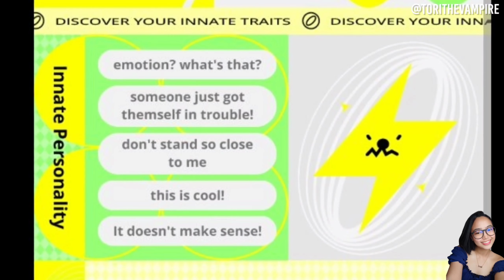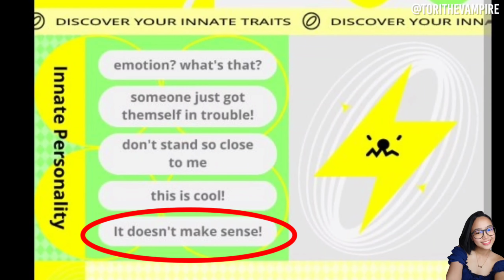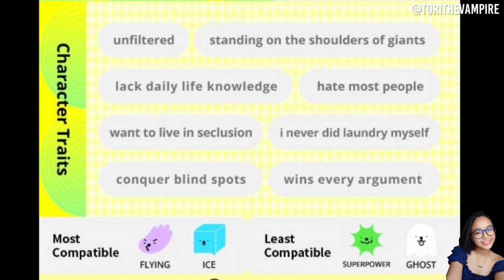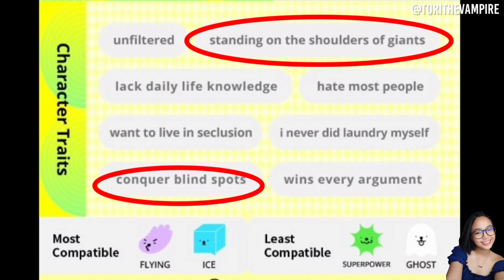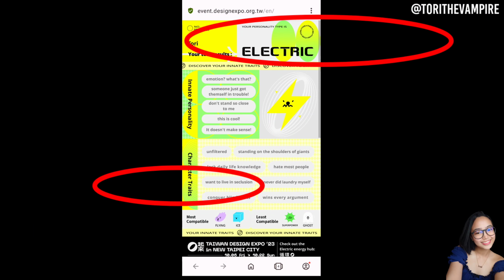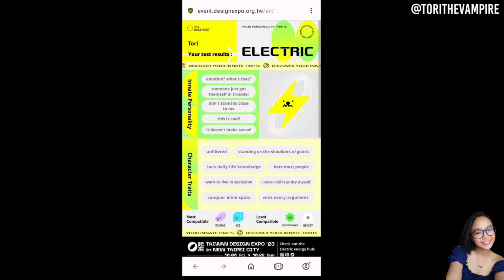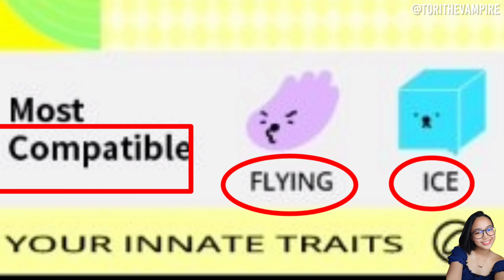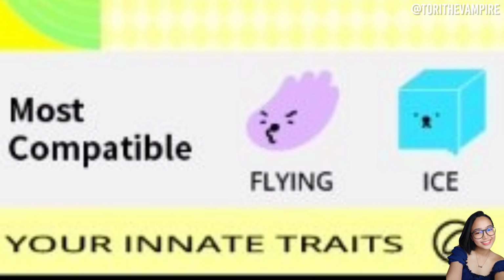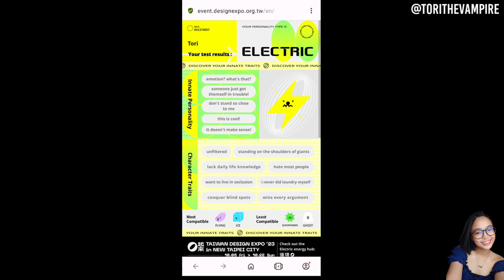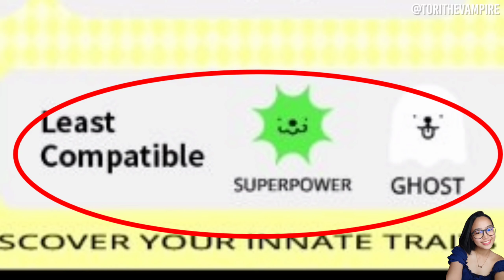My personality is kind of funny because it just shows how confused I am with all the questions. And for my character traits, I don't know what this is. It also shows who you're most compatible with. Like I'm compatible with ice and flying character traits, so if you see on others' Instagram stories that they're ice or they're flying, then you're probably most compatible with them, and so on and so forth. It also shows who you're least compatible with.